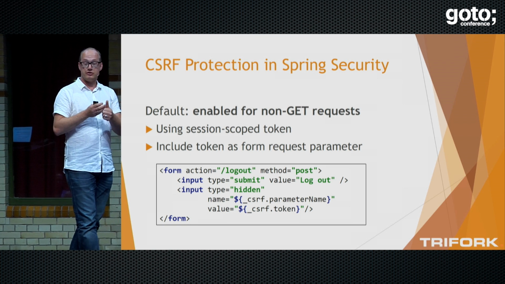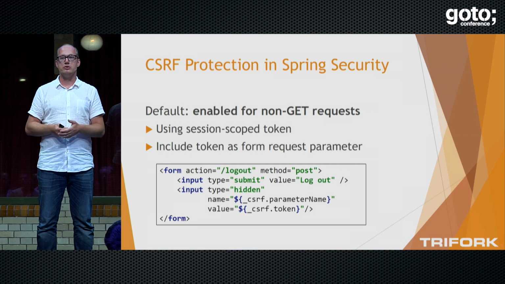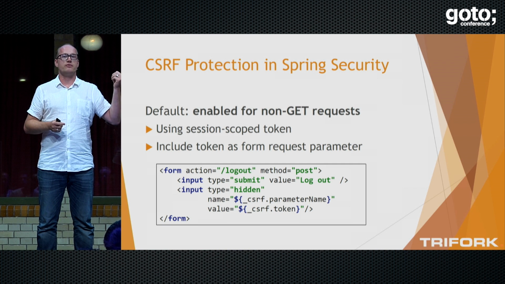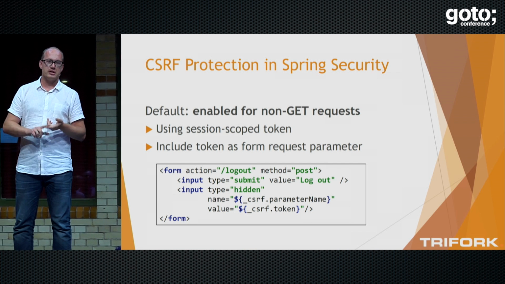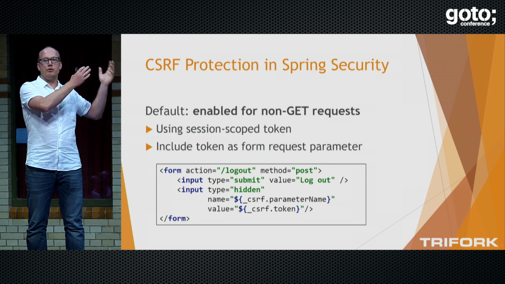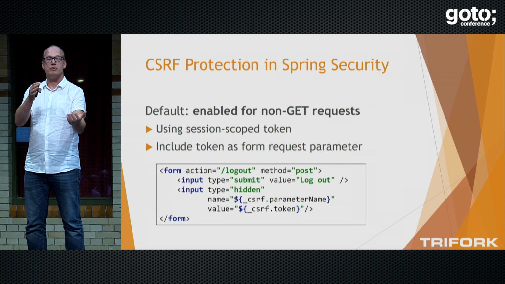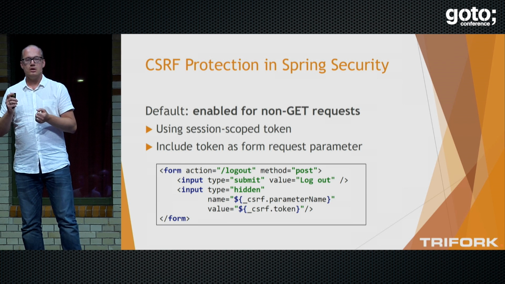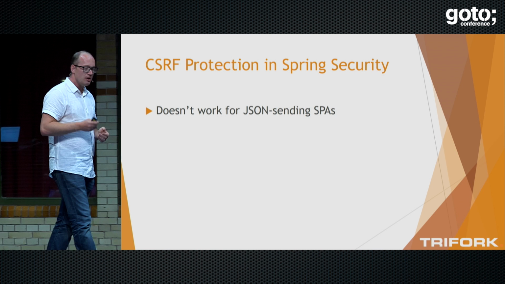This is the typical way to do that. Basically, the token value and the name of the token will be made available as request attributes. You can just include them. There will be libraries doing this for you, right? If you're using the tag library from Spring, or you're using something like Thymeleaf, it will all do this for you automatically. You don't even notice it, but the token will be there. There will be a hidden request parameter in the form.